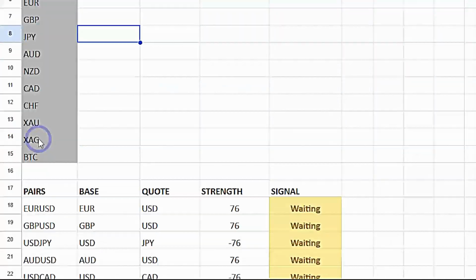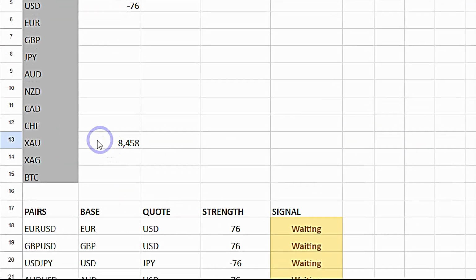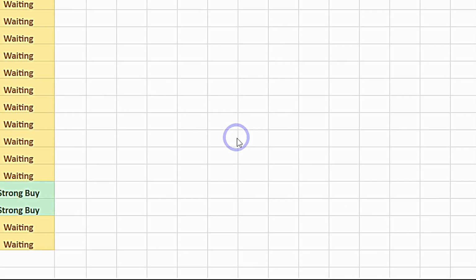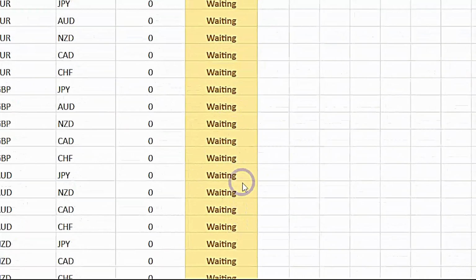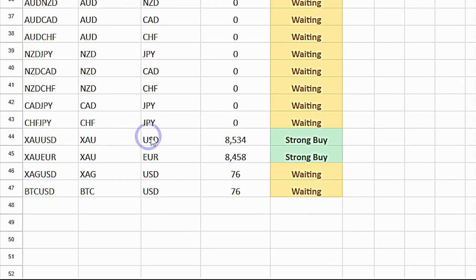Let's go back to our calculator. Let's go to the space for gold, and we're going to paste this data right inside. And now we have gold USD, which is XAU/USD. So we're going to scroll down. You can see all these are waiting because it's not their data, right? It doesn't concern them that much. So let's go back down to gold USD, and you're going to see that we have a strong buy for gold USD.